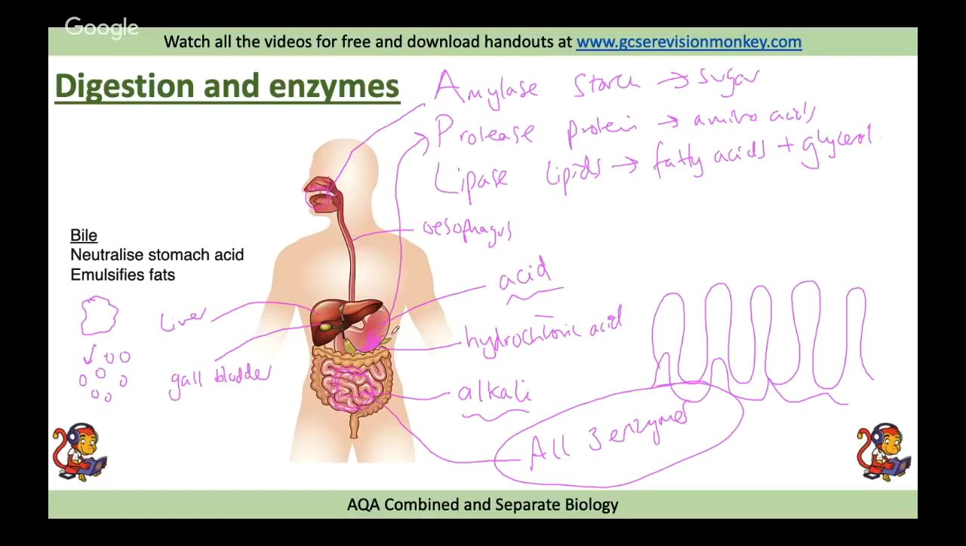The pancreas is hidden behind here. This is where all three enzymes are produced as well. So three enzymes produced in the pancreas, but the food doesn't go into there. It actually goes into the small intestine, which also produces the enzymes.